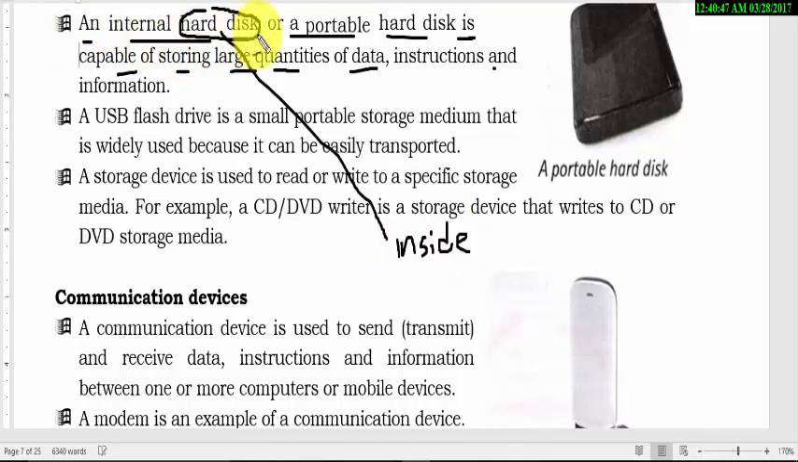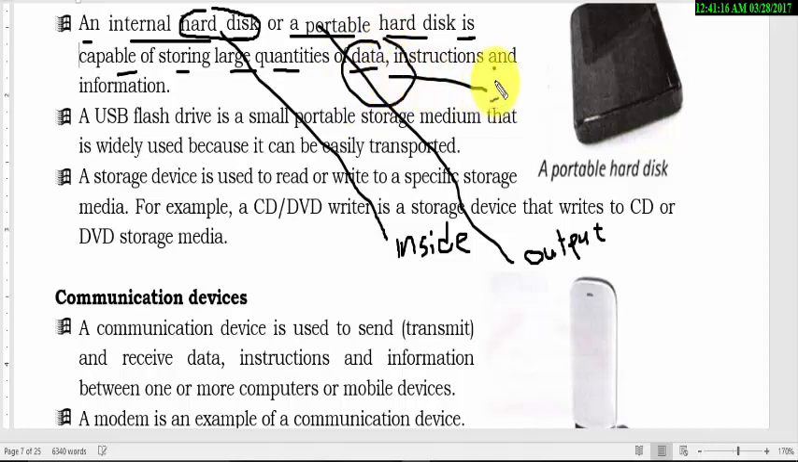So an internal hard disk, or a portable one, means it is found outside the computer. You carry it in your hands, and whenever you go you can connect it to the computer. A portable hard drive is capable of storing large quantities of data. What I said is that data is text, videos, sounds, and images. Instructions are programs or software, and information goes back to data.